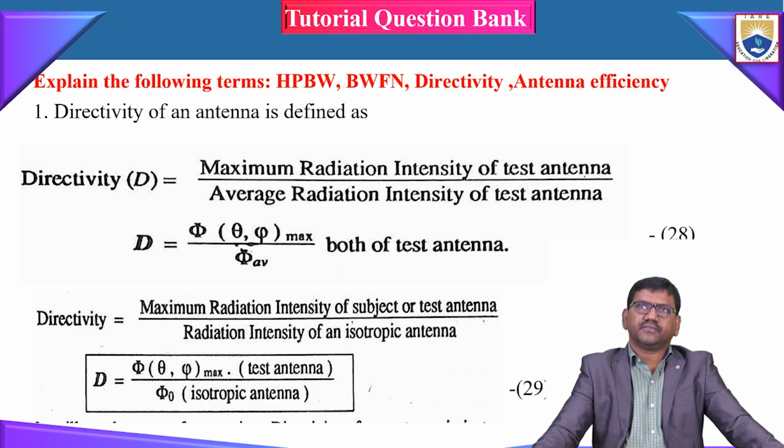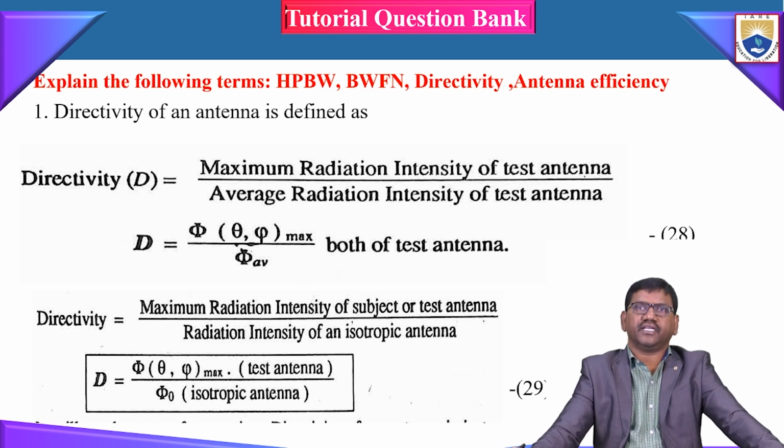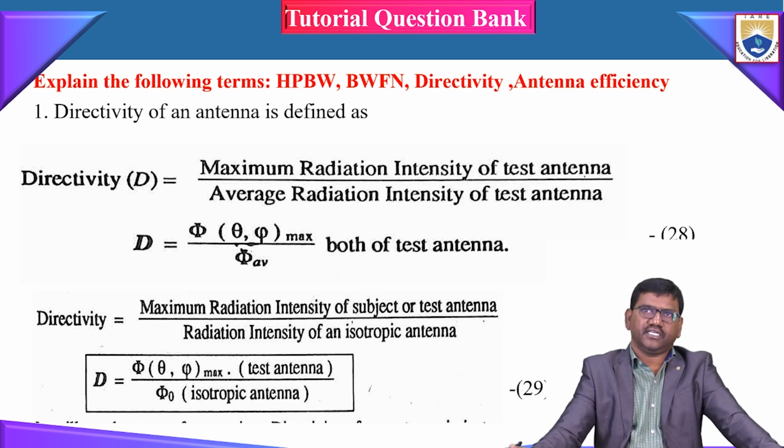Explain the following terms: half power beamwidth, directivity, antenna efficiency. So explain the following terms: half power beamwidth between the first nulls, directivity and antenna efficiency. The directivity of an antenna is defined as D, the ratio of maximum radiation intensity of the test antenna to the average radiation intensity of the test antenna. Here the directivity is denoted by the symbol D, which is the ratio of Φmax by Φav.